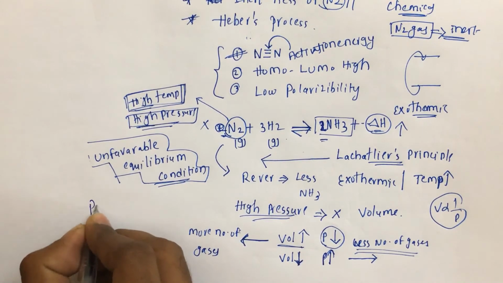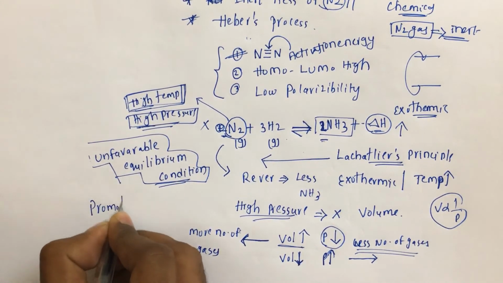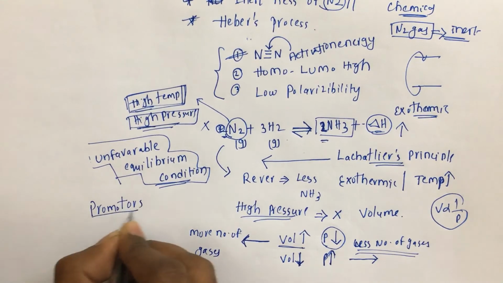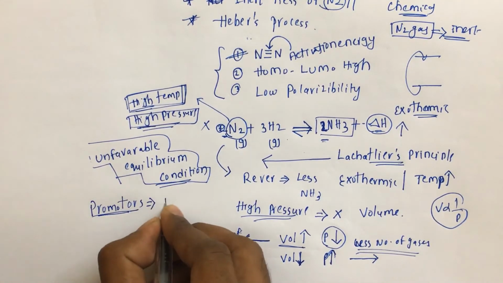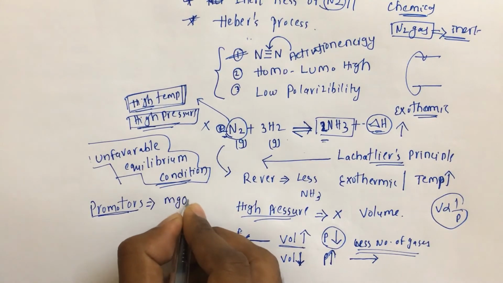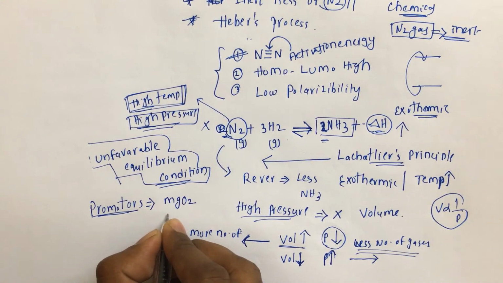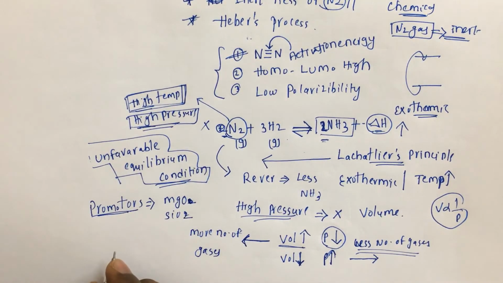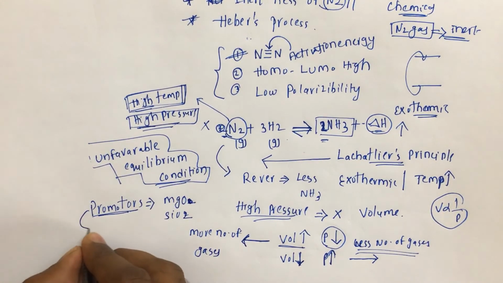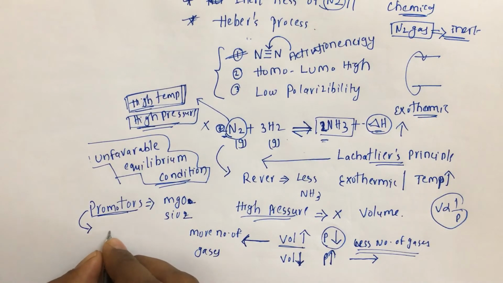And then we have another thing here, promoters. So we use promoters in the Haber's process. What are the promoters? We have two promoters, like MgO and SaO2. So these are the two promoters we have. The role of these promoters is to activate the catalyst.